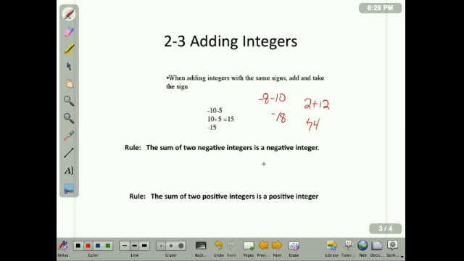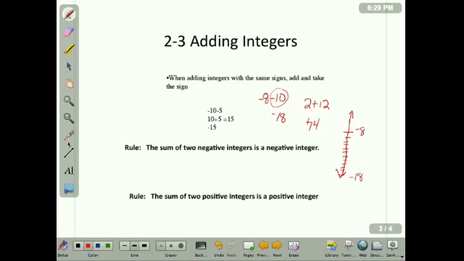One easy way I like to think about it is a visual way, to think about an elevator going up and down. If I start on the negative 8th floor, which is right here, I'm going to go down 10 floors, so I need to count 10 down. And I'd end up on the negative 18th floor.